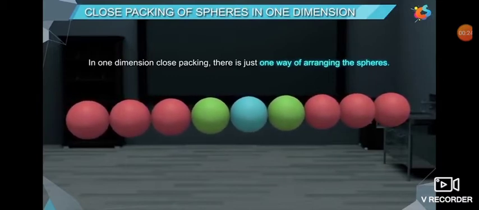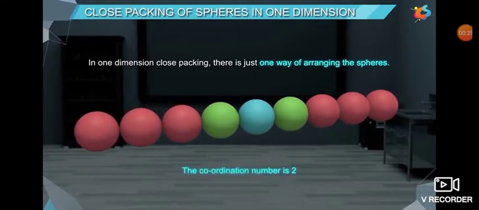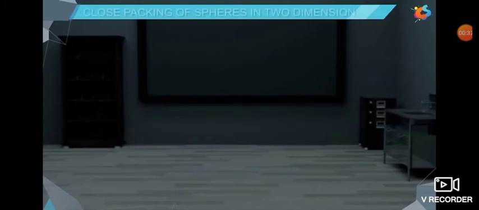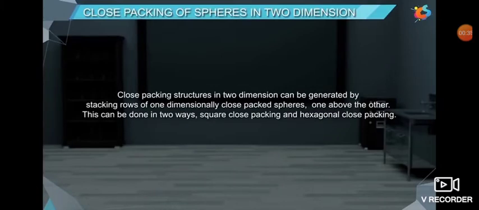By that we get a row, or one corner of the crystal, and the coordination number is going to be 2. That means the number of particles attached to an atom is 2. So this is the simplest packing, known as one dimension.